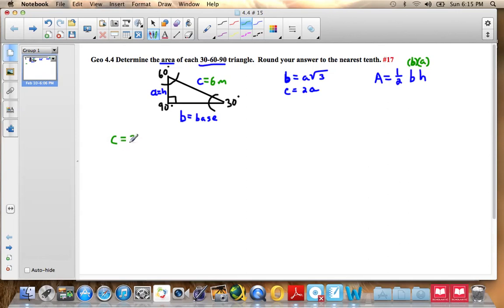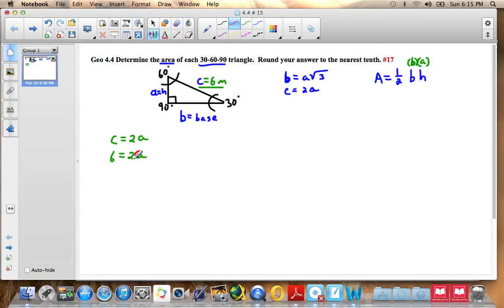So C equals 2A. That's my formula, correct? And the equation tells me that C is 6 meters. So then 6 is going to equal 2A. So we're saying that 2 times the length of A should be equal to 6. Or a better way to put it is C is twice the length of A.